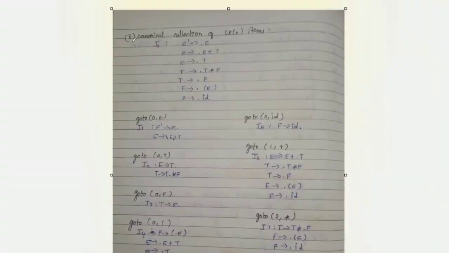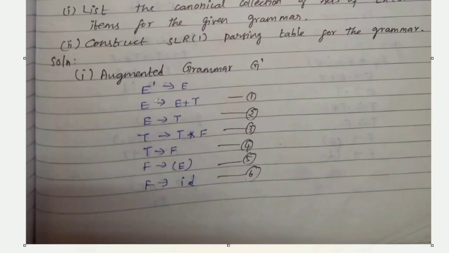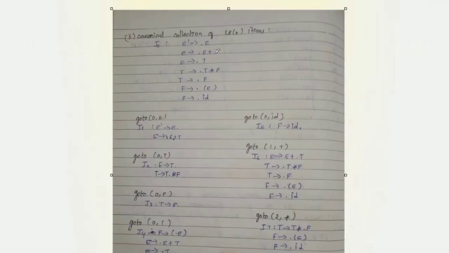Move to the second step, the canonical collection of LR(0) items. An item with a dot in the right hand side is called an LR(0) item. Consider the augmented production E dash tends to dot E. The dot shows where we are in parsing. Because in E dash tends to dot E the dot is before capital E, we must include all productions of E. E contains the productions E tends to E plus T, E tends to T. So E tends to dot E plus T, E tends to dot T.